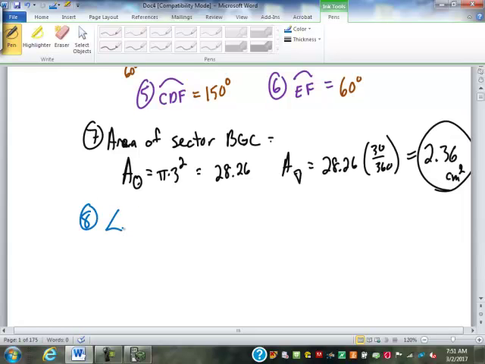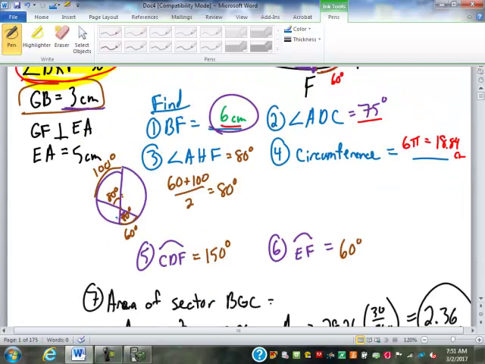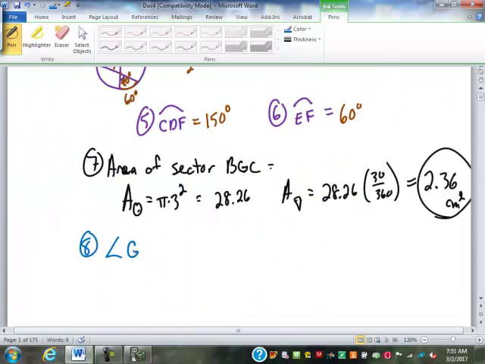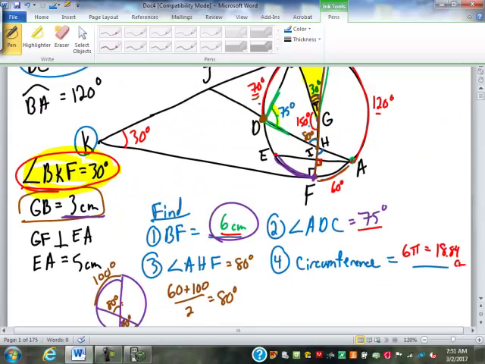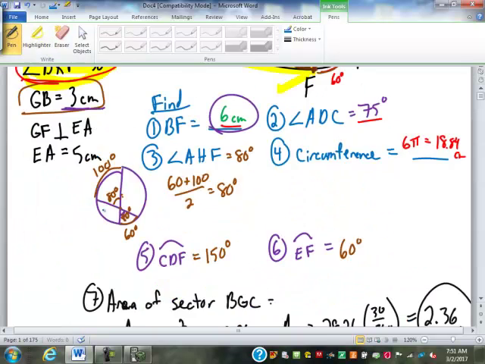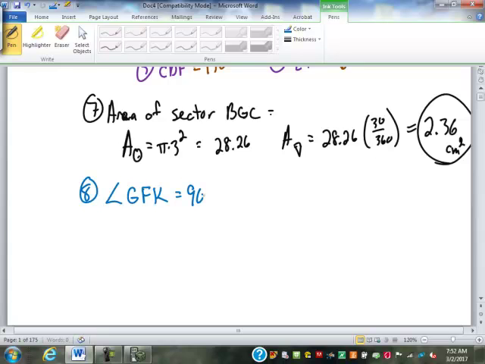So next, angle GFK. Where is angle GFK here? Here's GFK. That's a 90-degree angle. Good. There's not a lot to do there. And even if I didn't have it marked as a right angle, you would know it has to be because it's a radius going to a tangent.